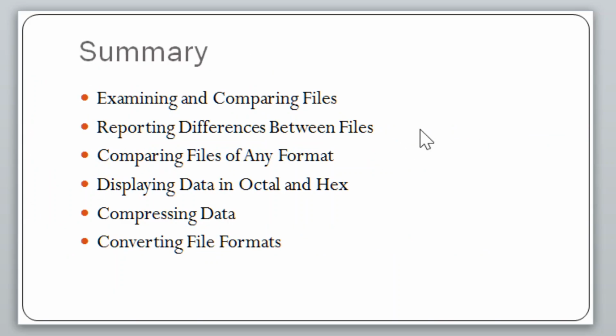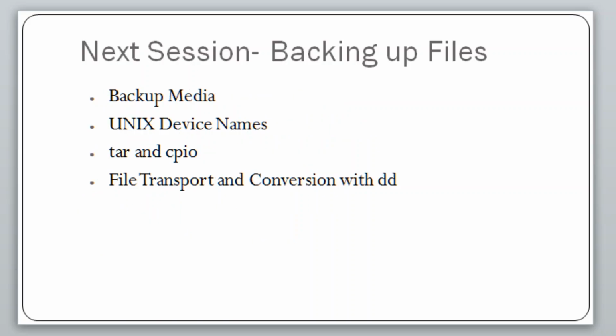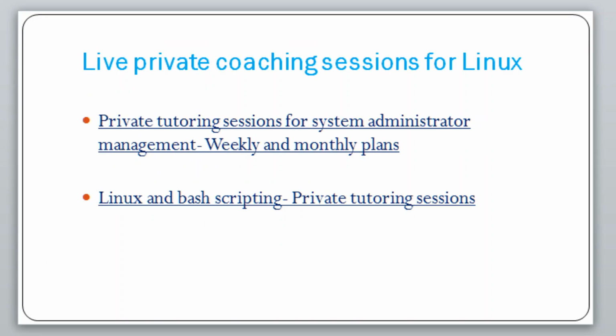So in summary, guys, we examined and compared files. We reported differences between files using diff and compare. We also compared files of any format, and we displayed the data of files in octal, hex, and decimal. We compressed data using gzip and tar, and we converted file formats. Next session, we're going to go over backup media, Unix device names, tar and CPIO, file transport and conversion with DD.